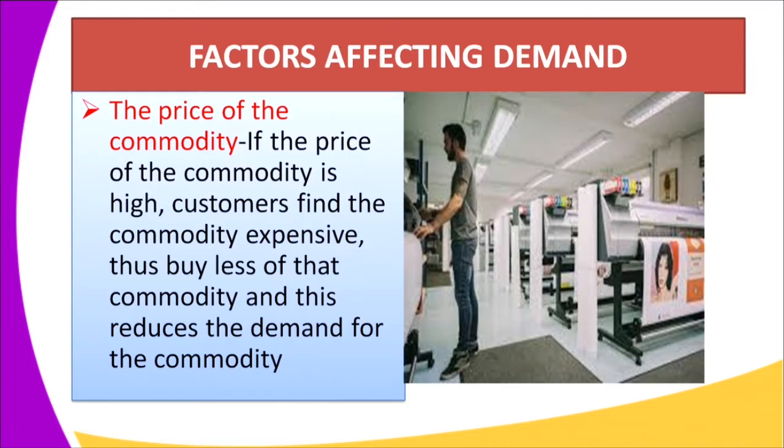On the other hand, if the price of the commodity is low, many people will want to buy that commodity because it is cheaper. Therefore, if the price of a product is low, the demand for that product increases. So the relationship between demand and price is that the higher the price, the lower the demand. On the other hand, the lower the price, the higher the demand.